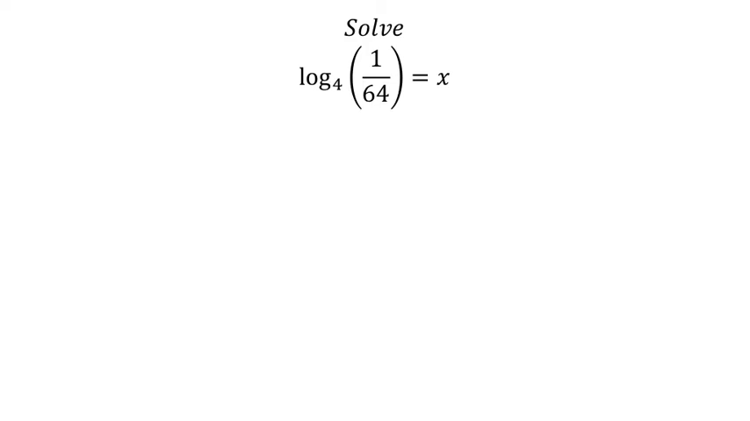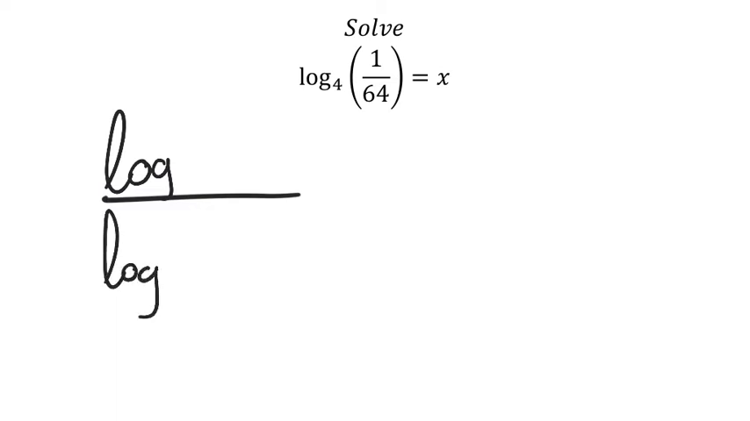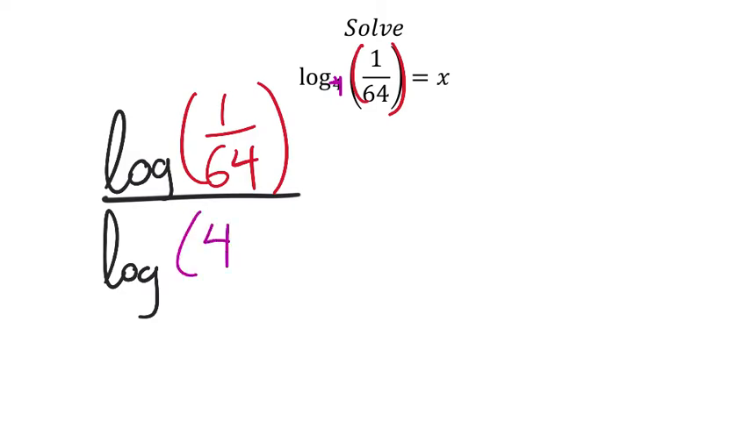So once again, it's going to give us that fraction. And since we're using just the log button, it shouldn't be log base in the numerator and denominator. Log of what? Well, it's always log of the product first, so log of 1 over 64. I'll keep that in parentheses. And then the base is 4, so it's always the log of the base in the denominator here.